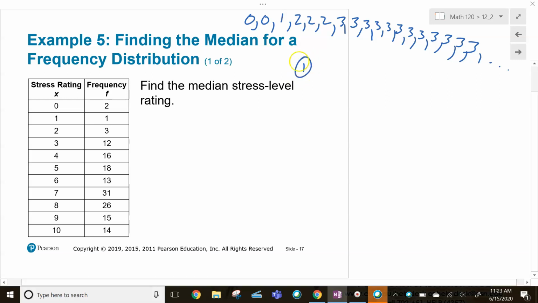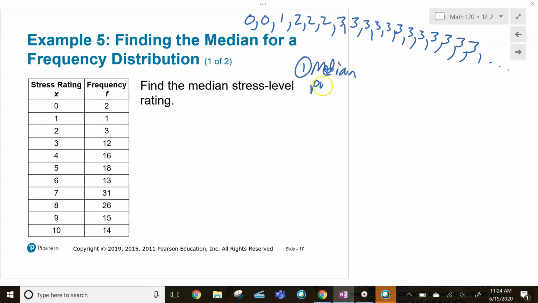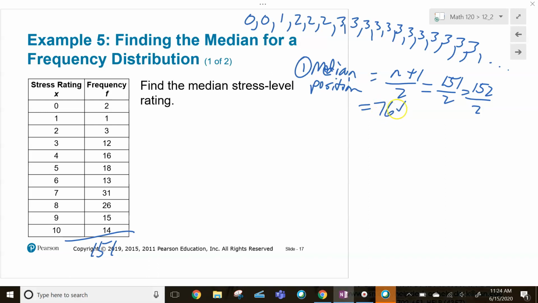So first step, where's the position? Median position will be (n plus 1) over 2. Remember, there were 151 of these numbers. So 152 divided by 2, what's that, 76? So it'll be in the 76th position. Whatever the median number is, the median position is the 76th position.